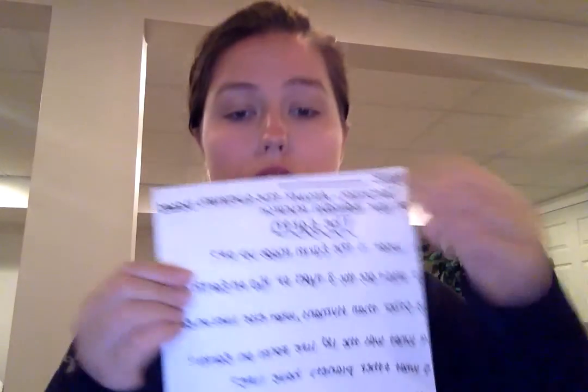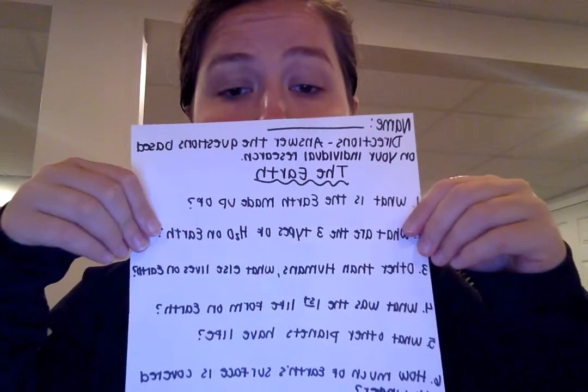They will also be using this worksheet to fill out throughout their research, and it just asks questions like, what is the Earth made up of? What are three types of water that are found on the Earth? Other than humans, what else lives on the Earth? And then this worksheet will be taken when they go into their group projects for me to look over, and I will make sure that they're better understanding the key properties of Earth.